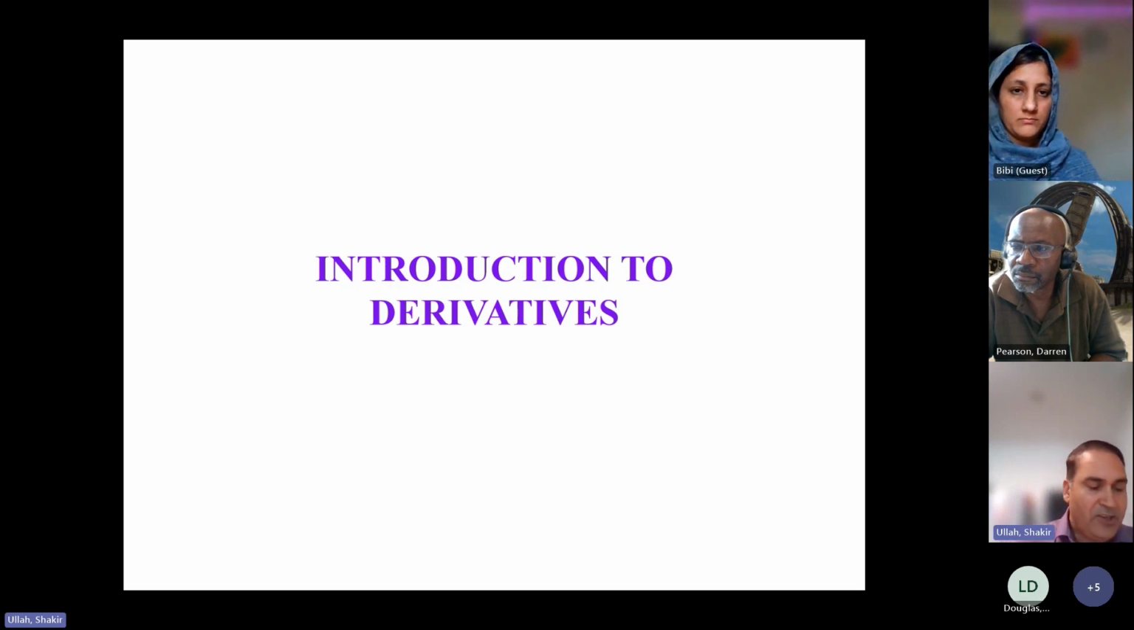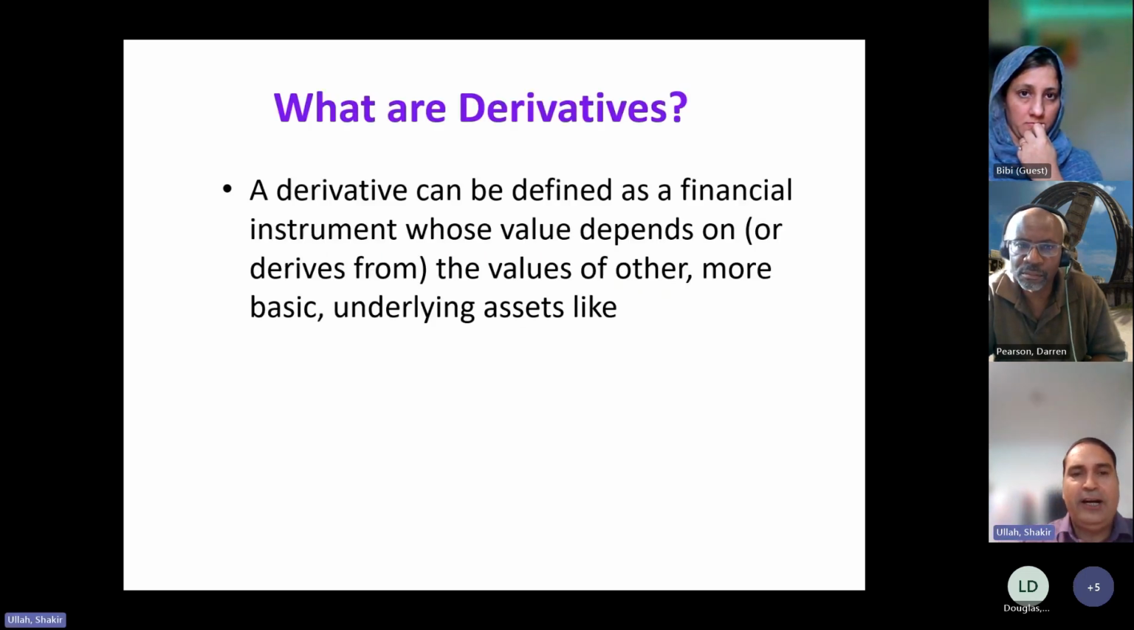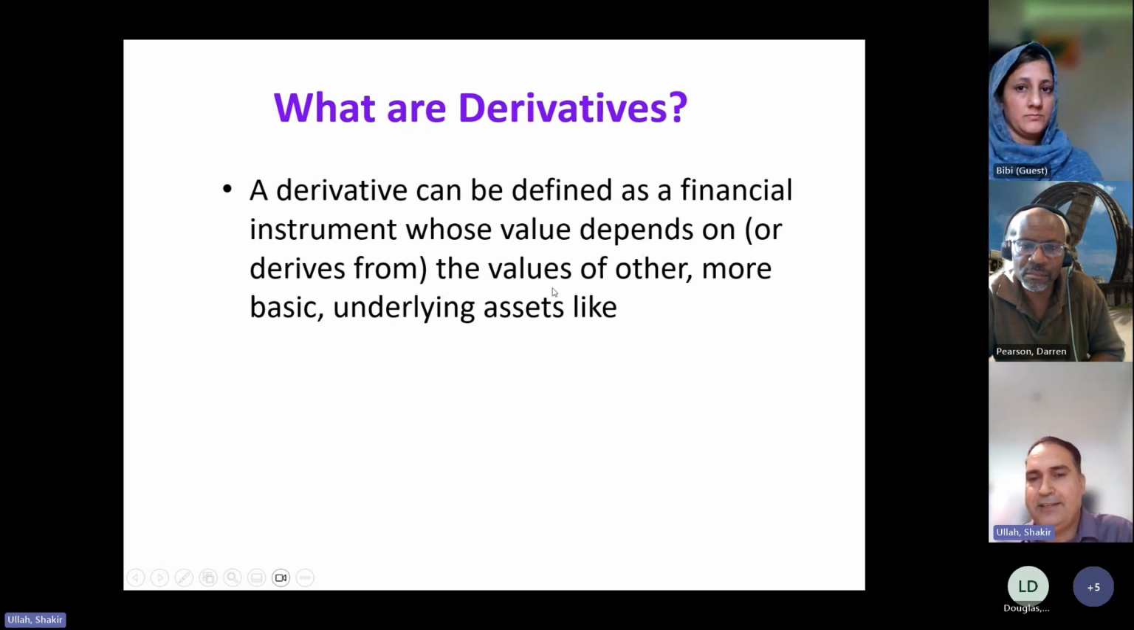But derivatives are a little higher level. I would say, if the stock is a product, as you mentioned, Darren, then a derivative is what you derive from the stock. So here's how it works. The definition: a derivative can be defined as a financial instrument whose value depends on or is derived from the value of other more basic underlying assets.